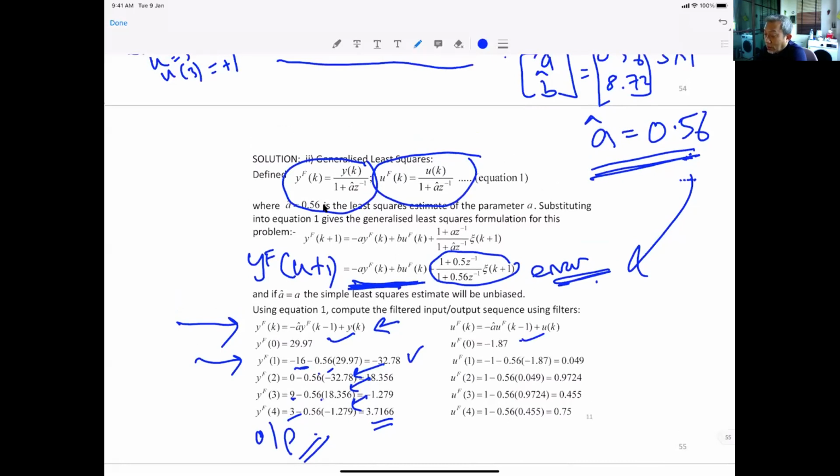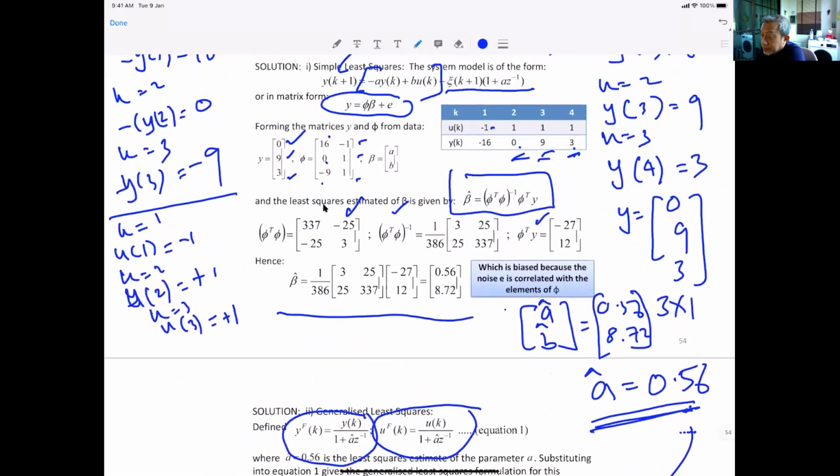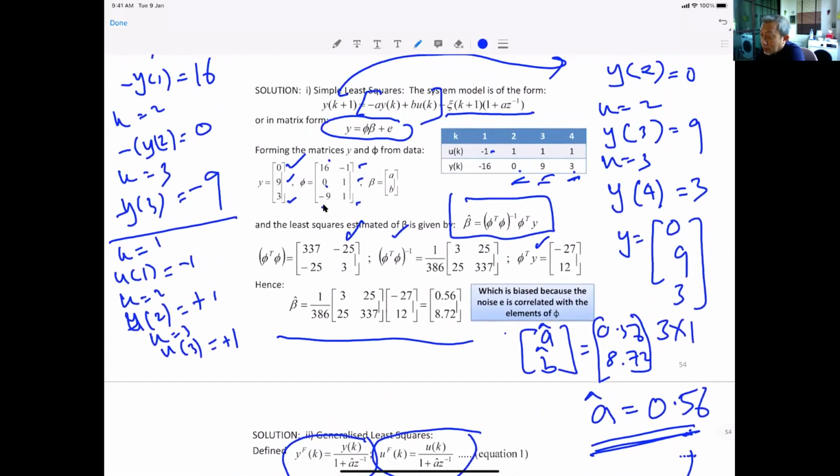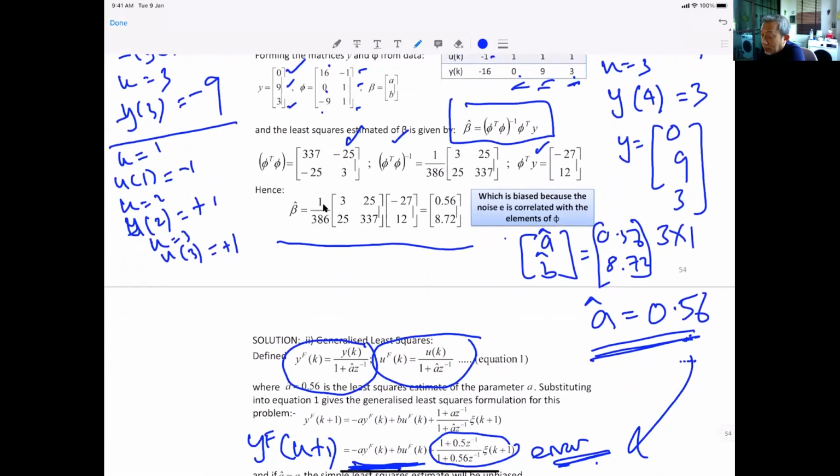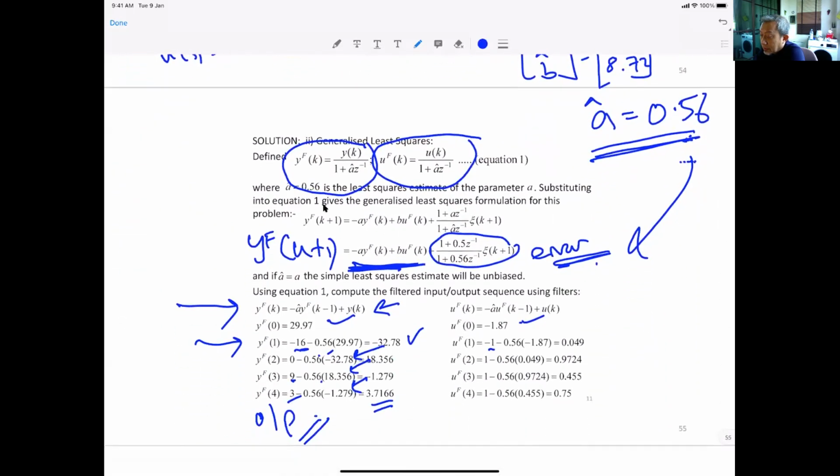So UF1 is minus 1. Minus 1 is from U1. So U1 is here, minus 1, plus 0.56 A cap multiplied by the UF0 minus 1.87. So 0.049. Okay, this is UF2.